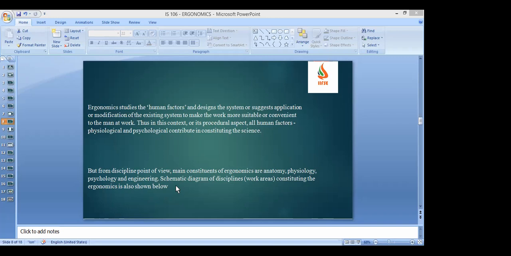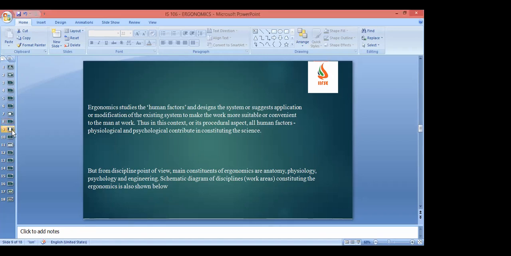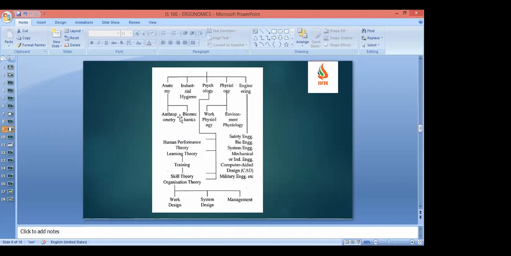A schematic diagram displays the various work areas constituting ergonomics, which is also known as, we'll see what exactly they are. For example, anatomy, which is anthropometry and biomechanics, we'll see exactly what they are talking about. And industrial hygiene, which will be talking about the work environment, how healthy it is.